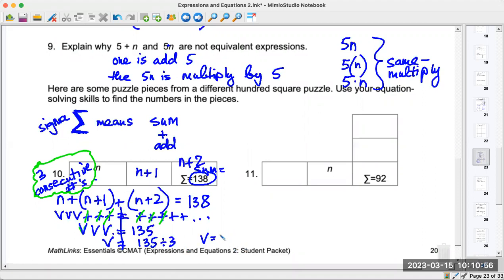Use 135 divided by 3, use your calculator. So this is really n. So our first number is 45. Our next number is 46. Our third number is 47: 45, 46, 47. And if you check and add them together, remember it's sum. 45 plus 46 plus 47. And use your calculator. It should be 138.